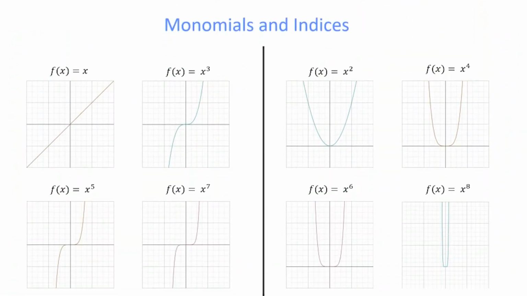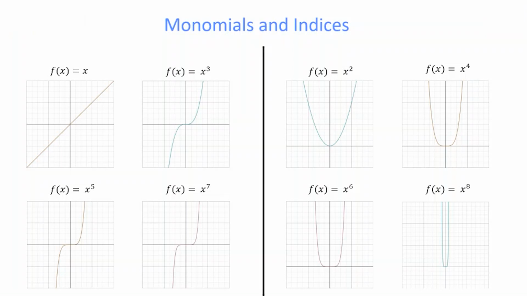So in the previous lesson, you should have looked at monomial functions. Now, what is a monomial, or what does it mean? Monomial just means one term. Now on the right, we have monomial functions of x to an even degree. And so you might have noticed that all of them are in the shape of the letter U, which we call a parabola. On the left, we have monomial functions of x to an odd degree.